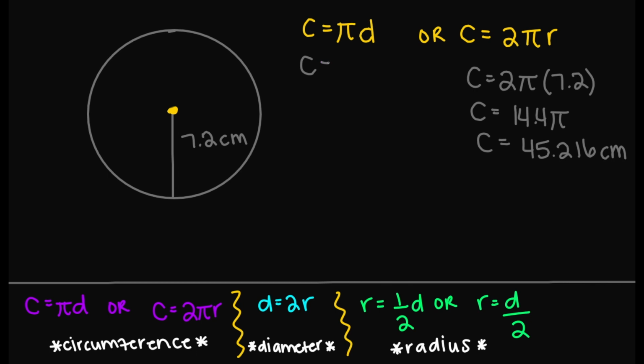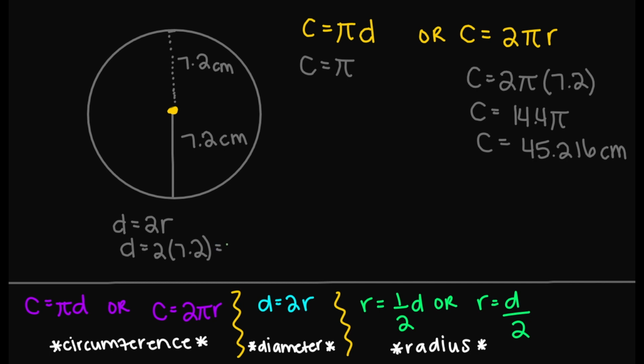If I did C equals pi times your diameter, if my radius is 7.2, how do I find my diameter? Then this side here also has to be 7.2. If I multiply 7.2 by 2, then I'm going to be able to find my diameter. So diameter is going to equal 2 times your radius. Diameter equals 2 times 7.2.